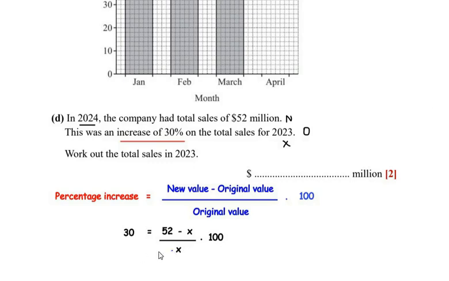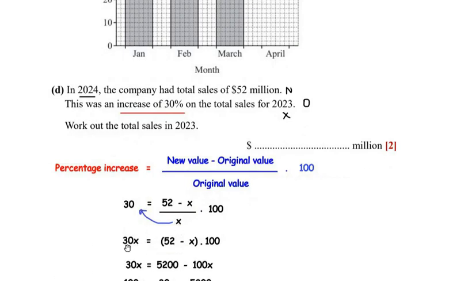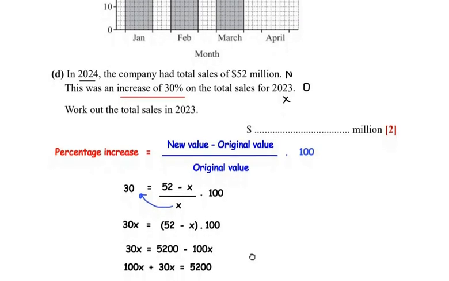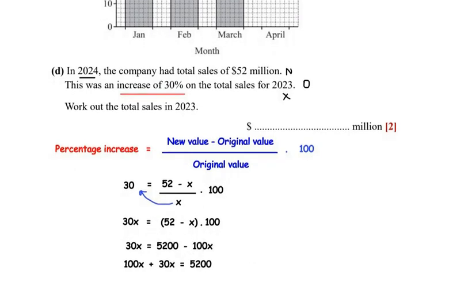Now in the next step we are going to take this denominator on the other side of the equal to sign so that it multiplies with 30. So we get 30 multiplied with X giving us 30X is equal to 52 minus X multiplied with 100. Now in the next step we have expanded this bracket, so the left hand side stays the same, is equal to 52 multiplied with 100 giving us 5200 minus X times 100 gives us 100X. Now in the next step we have taken this negative 100X on the other side of the equal to sign, so it becomes positive 100X plus 30X is equal to 5200.